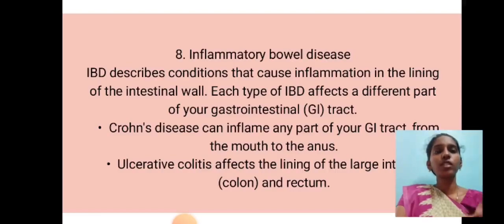Crohn's disease means the inflammation occurs in the GI tract. GI tract means the gastrointestinal tract, from our mouth to our anus. If the inflammation is caused anywhere from our mouth to our anus, this disease is called Crohn's disease. If the inflammation is caused from the large intestine to the rectum, it is called ulcerative colitis. So IBD is of two types. Normally IBD means inflammation in the lining of the intestinal wall.